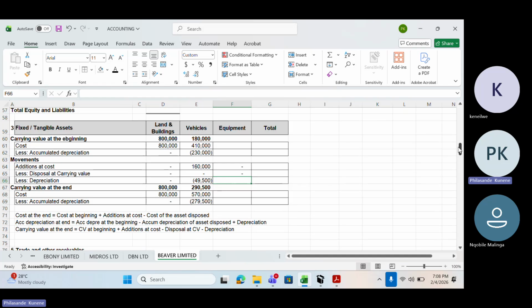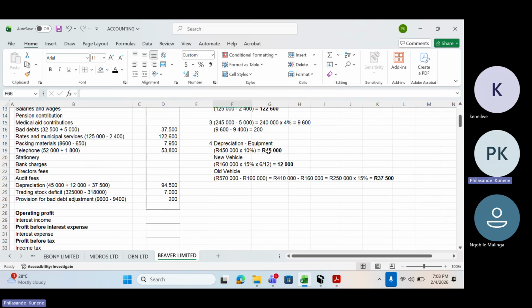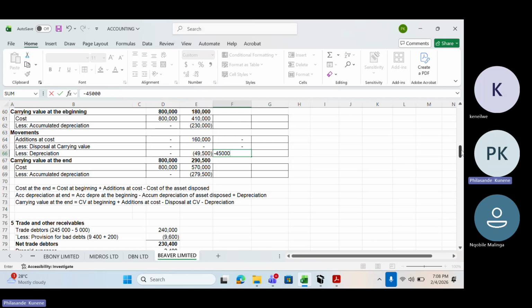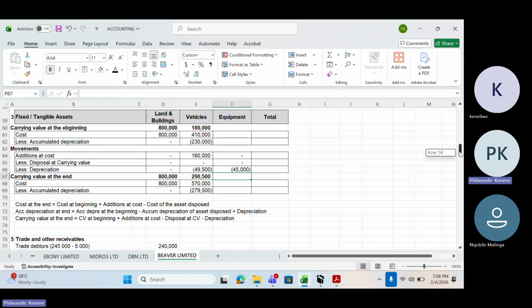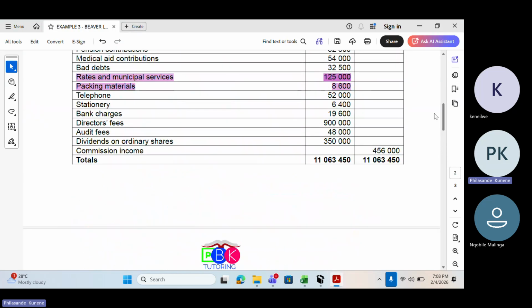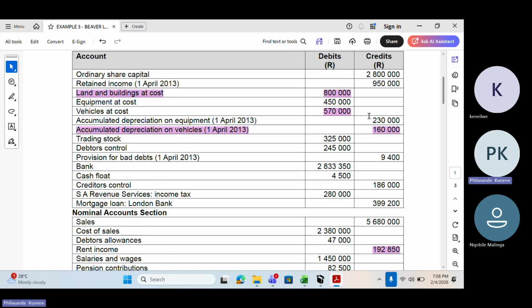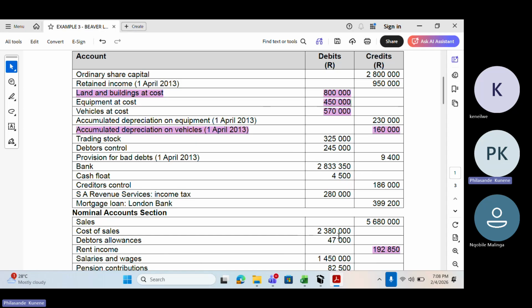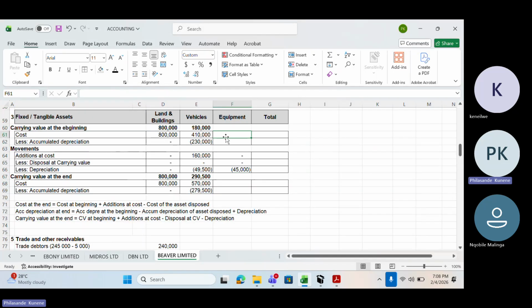In terms of depreciation, how much depreciation did we calculate for the equipment? We got 45,000 rands. That was the depreciation that we calculated. So I'm going to say minus 45,000 rands here as part of my depreciation. And then my cost and the accumulated depreciation at the beginning, I'm going to go to the trial balance and see how much I am getting there. Cost for equipment is 450,000, and since we didn't buy anything and didn't sell anything, this will still be the cost at the beginning. So how much am I going to have here?